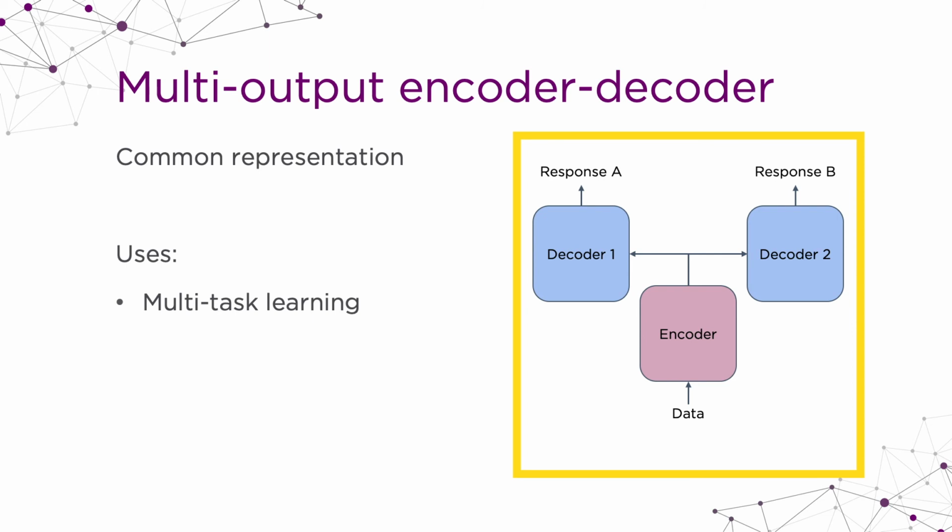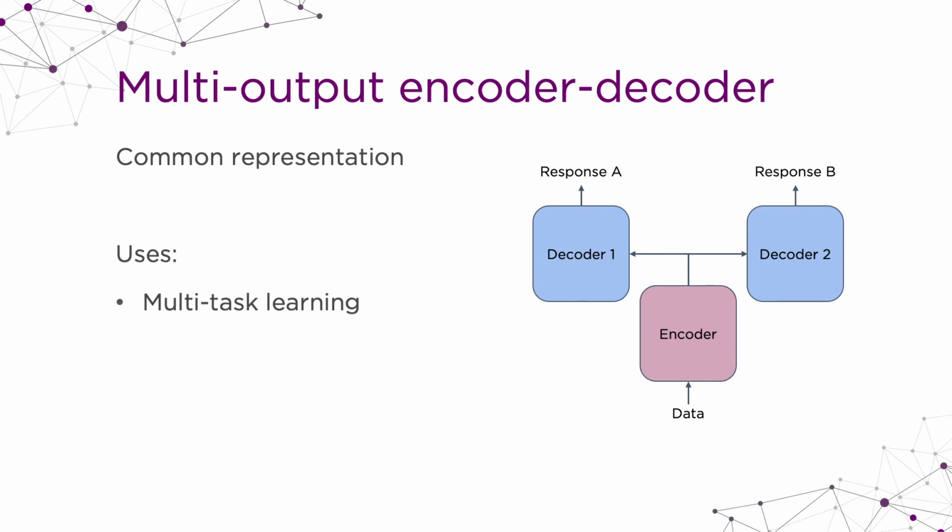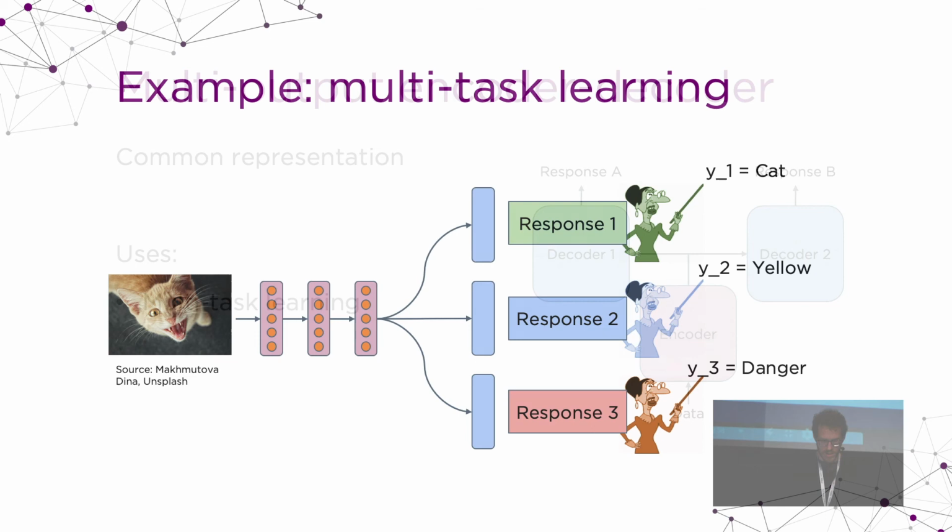So on the other side, I can have multiple outputs and one encoder here for my data. And the representation given by my encoder may be relevant for different tasks. Maybe this representation can be used to predict different things in parallel, because all the tasks share the same data as input. And this is called multitask learning.